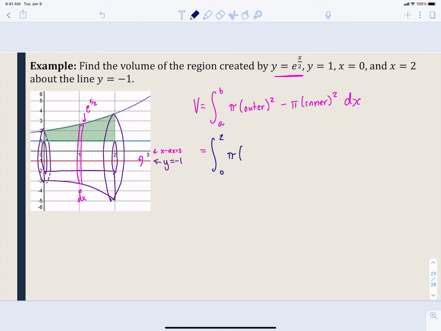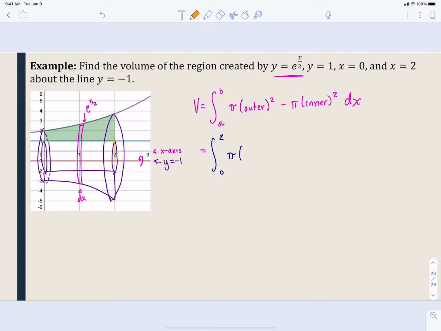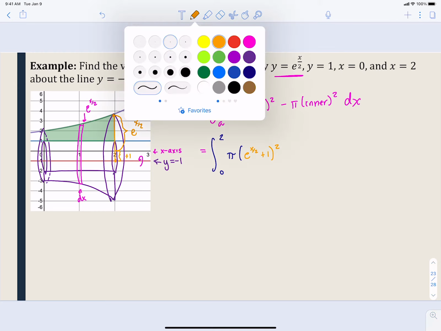Our outer radius, and maybe we'll even look at this biggest washer that we have. What that's doing is it's this bit here that is our function, plus we've got one more unit going from the x-axis until we hit that line y equals -1. So our outer radius is our function plus 1.